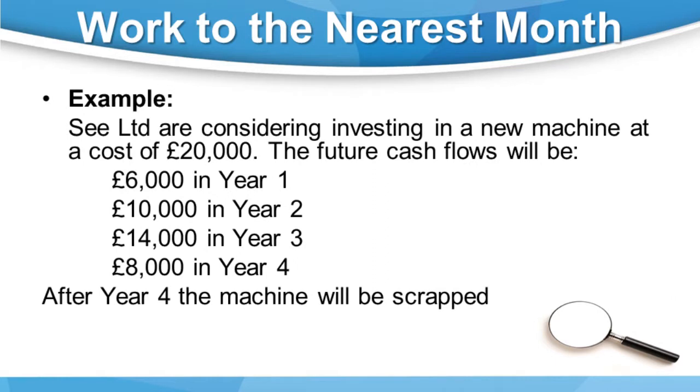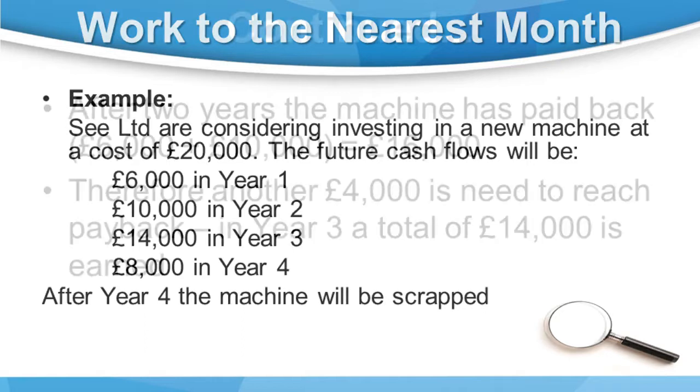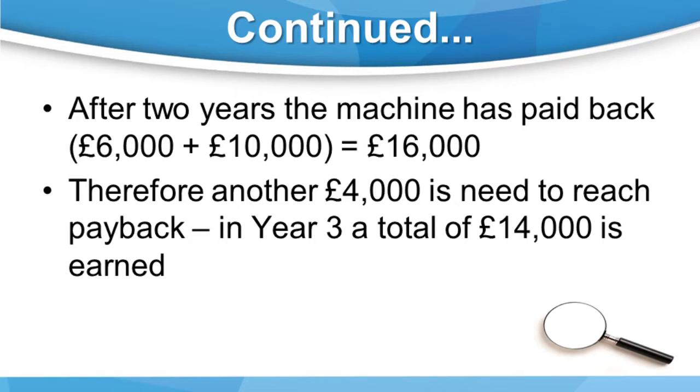Let's look at another example. Here, C Limited are looking at a potential investment that requires an initial outlay of £20,000. The cash flows in future years are £6,000 in year 1, £10,000 in year 2, £14,000 in year 3 and £8,000 in year 4. You should be able to see that after 2 years the positive cash flows would add up to £16,000, which is £4,000 short of the payback point.